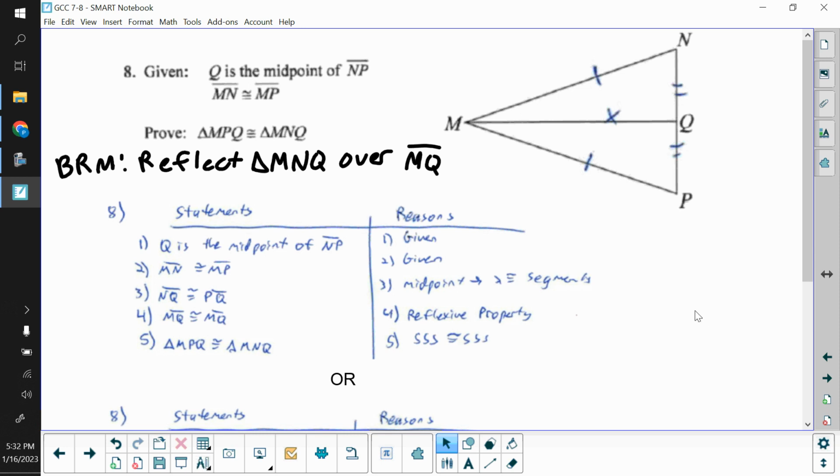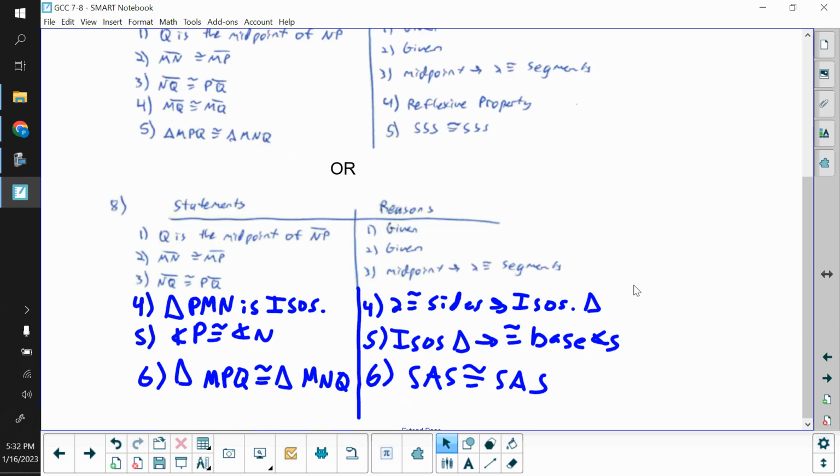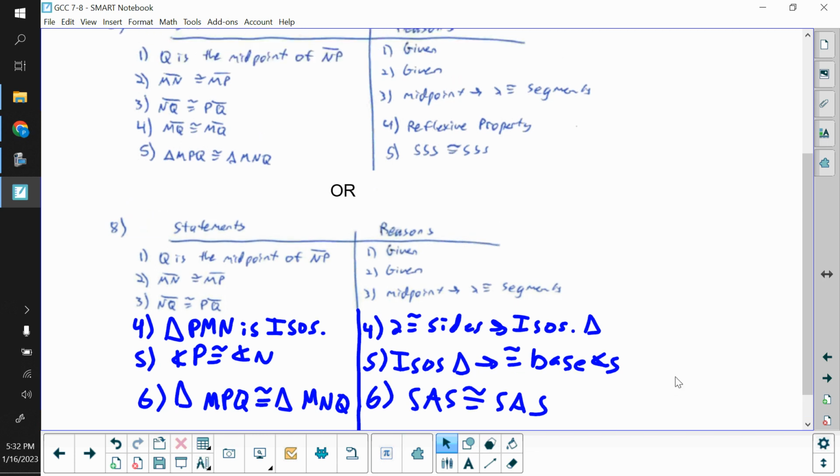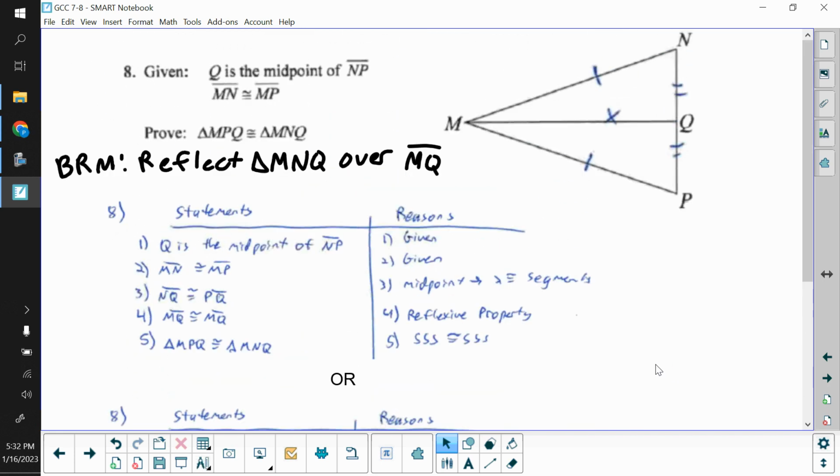Now the other way you could do it, because MN and MP are 2 congruent sides in the big triangle, we could say 2 congruent sides implies isosceles triangle, so triangle PMN is isosceles. And then we can use isosceles triangle implies 2 congruent base angles. The base angles are those that are across from the sides that are congruent, so angle P and angle N. You could have used 3 letters for those, or you could have numbered them. And then that would have given us an angle in between 2 sets of sides, so we would have had side angle side. Sometimes there will be more than one way you can do a proof. Sometimes there'll only be one way. Then our basic rigid motion, we're just reflecting one of the triangles over MQ.